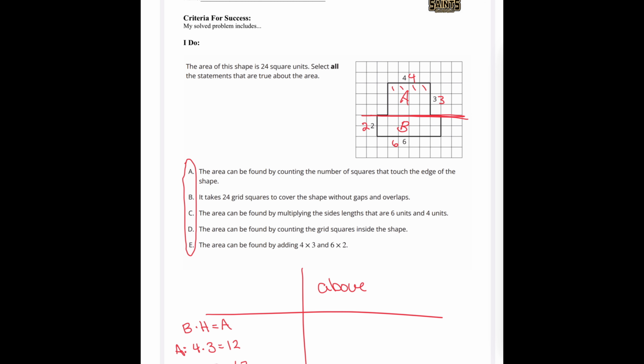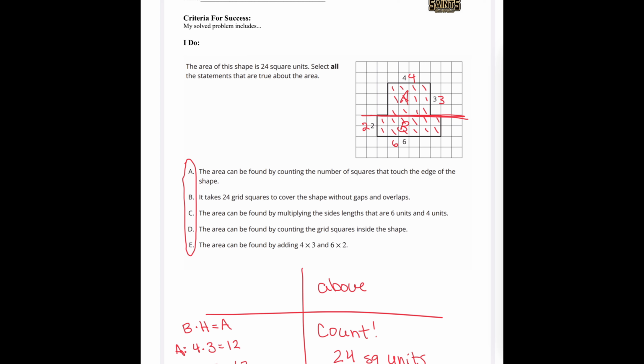1, 2, 3, 4, 5, 6, 7, 8, 9, 10, 11, 12, 13, 14, 15, 16, 17, 18, 19, 20, 21, 22, 23, and 24. So for my check, I'm going to count. And there were 24 what? Square units. Okay, fantastic. So I did my check. I did my calculations. I'm missing my sentence answer.